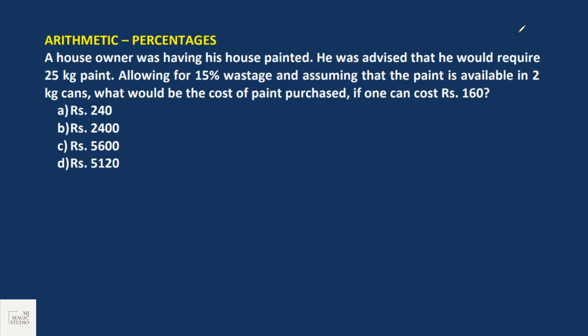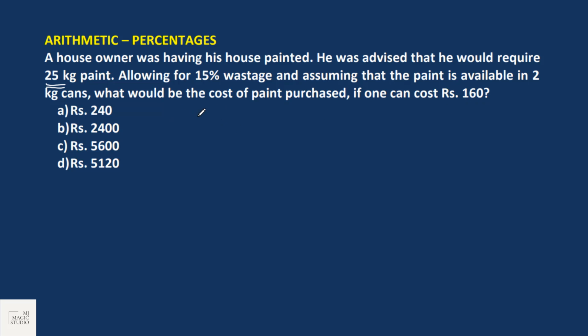Okay, the next one on the screen from arithmetic, which might include percentages too. Give it a try. Okay, let's see. A house owner was having his house painted. He was advised that he would require 25 kg paint. Allowing for 15% wastage and assuming that the paint is available in 2 kg cans, what would be the cost of paint purchase if one can costs rupees 160?